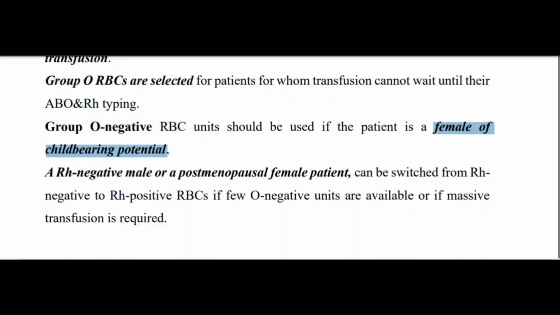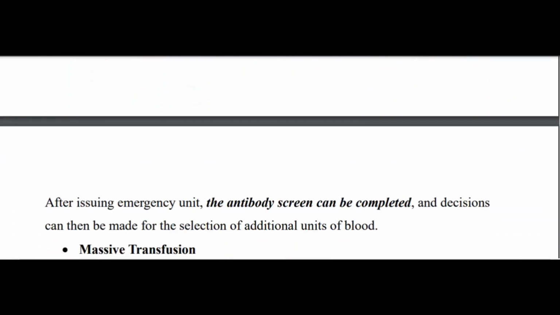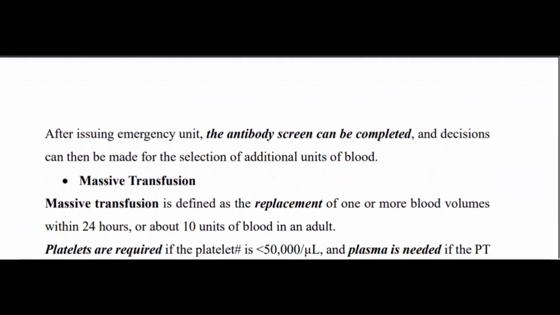Then we just switch Rh negative male and post-menopausal female patients from all Rh negative to all Rh positive, because of the inventory problem, in case we may actually have females of childbearing age who may also need O negative units. So that's what you can do when we are having issues of transfusion.